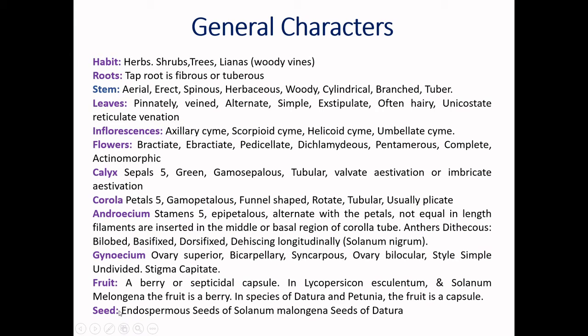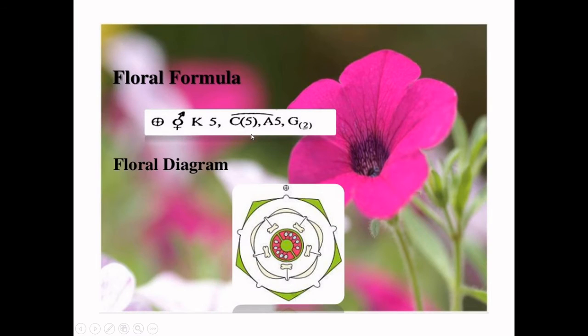And the last feature of this family, endospermous. Seeds of Solanum melongena, seeds of Datura. Endospermous seeds are there. Now these are the morphological and reproductive features of family Solanaceae. Now let us see what is the floral formula.